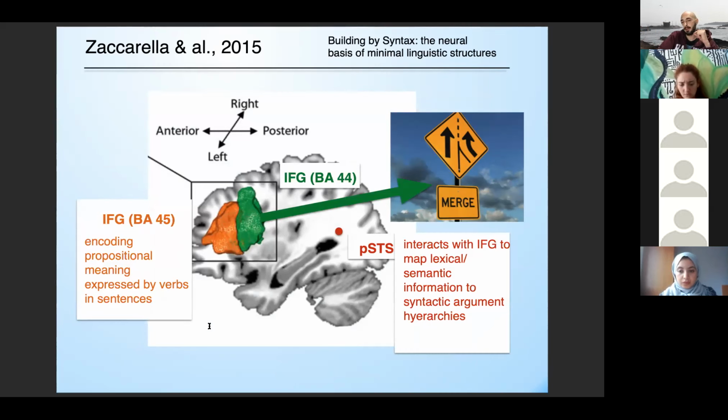And then you have the temporal regions which interact with the inferior frontal gyrus, and they sort of help out Broca's area to map the lexical semantic information to the syntactic argument hierarchies. So for instance, if you have a verb that has an argument structure, it requires, let's say, a subject, an object, and a prepositional argument. All these requirements lexically specified come to the interaction of posterior superior temporal sulcus and Broca's area, specifically with BA45. Whereas BA44 really solves a very basic function of combining constituents at the syntactic level. Okay? Yeah, so this was the conclusion of this nice experiment. And yeah, before we move on, any other question?